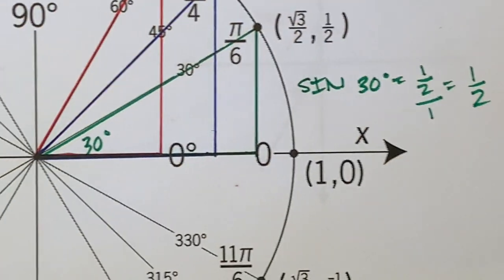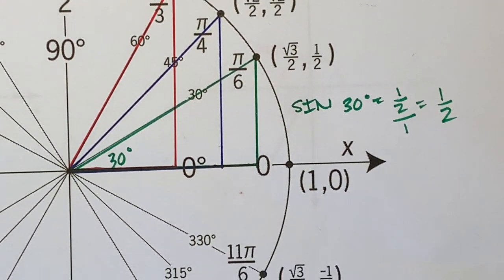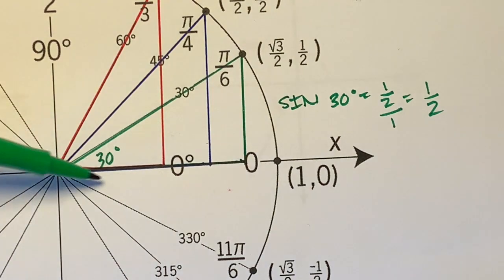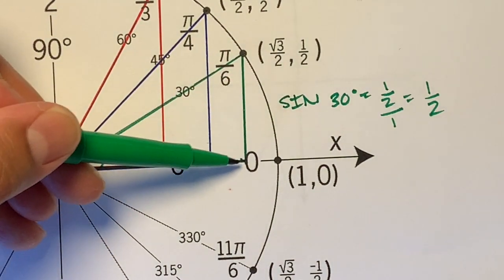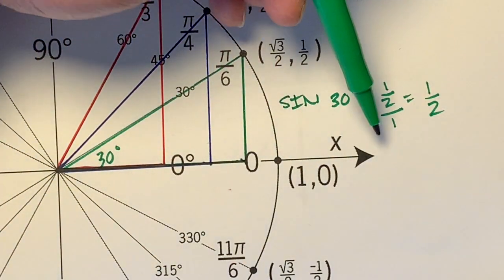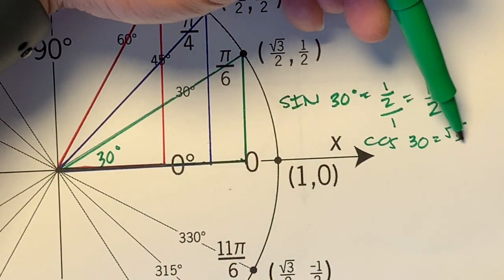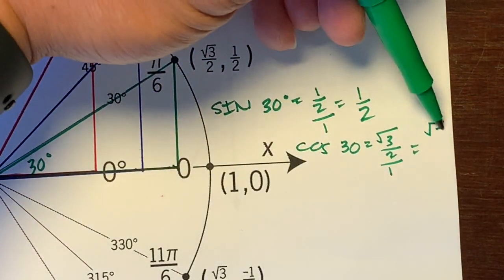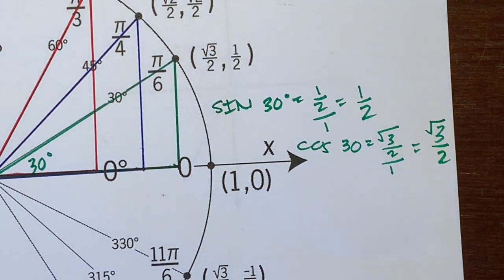Okay, and let's find the cosine of 30. Cosine of 30 is the adjacent side, so it's this length right here. And we know the length is radical 3 over 2 because that's the x value, or the horizontal distance, over 1. So the cosine of 30 is radical 3 over 2 over 1, which is just radical 3 over 2. So that's the cosine. Okay, let's look at some other values.